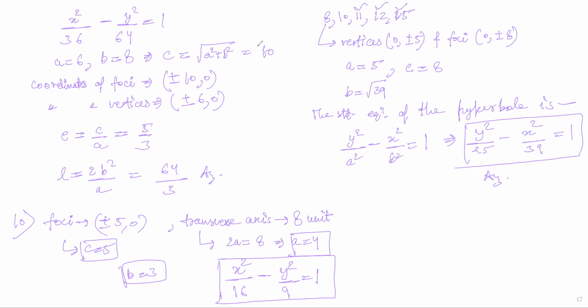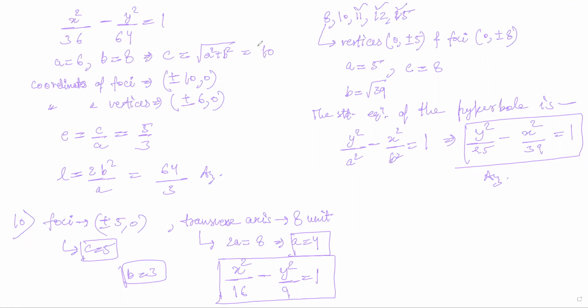What does that tell you? It tells you two things. Foci is 0, comma plus minus 13. So what are the two important pieces of information you get from here? The transverse axis is the y-axis. Yes, one important piece of information is that the transverse axis is the y-axis.